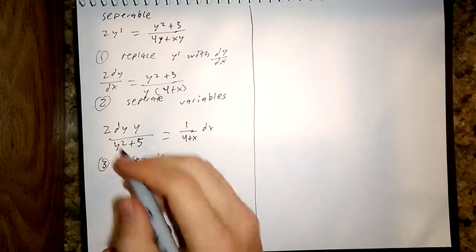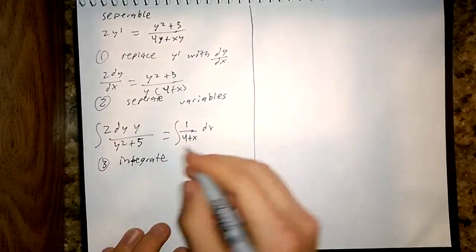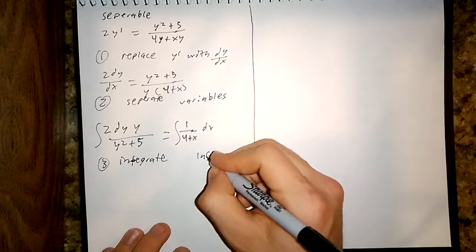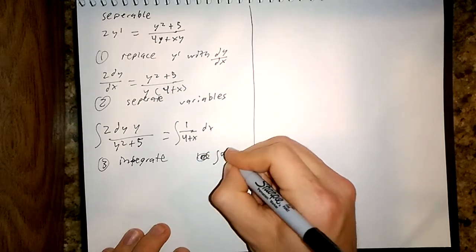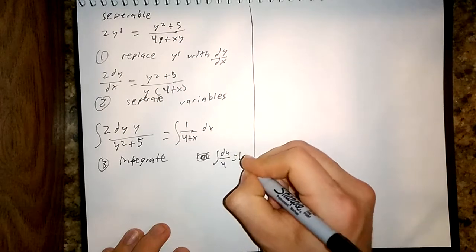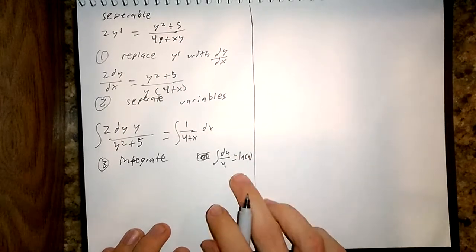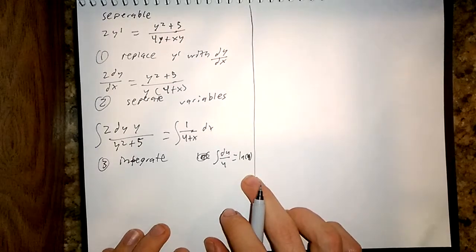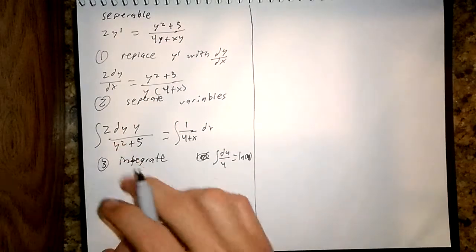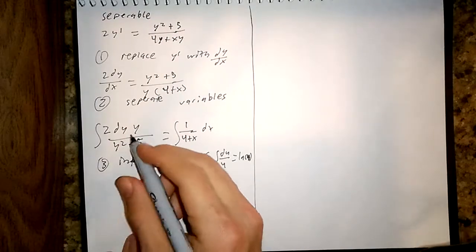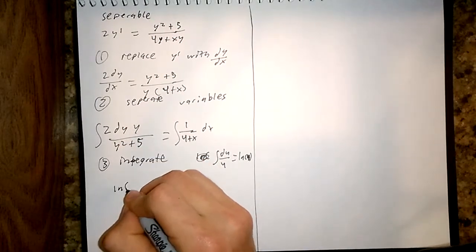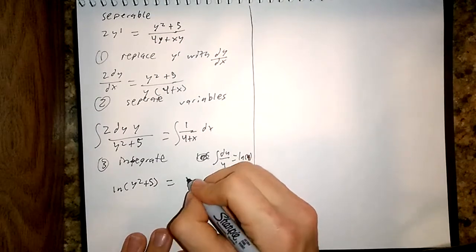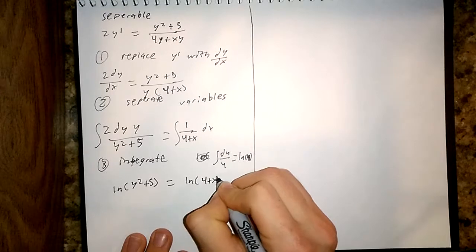Okay, so to integrate both sides, you got to remember that the integral of du over u is the natural log of u. So knowing this, we can then do this integral and see that the integral of this side is just going to be the natural log of y squared plus 5, and the integral of this side is going to be the natural log of 4 plus x plus c.